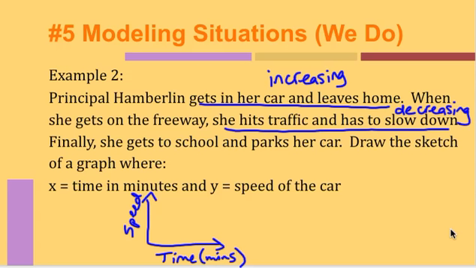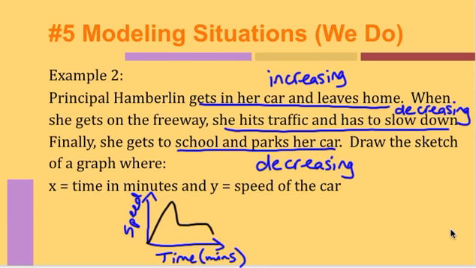And then finally, she gets to school and parks her car. Again, this means that she's decreasing all the way down to 0. So we're going to start at 0. We're going to draw something that's increasing, something that's then decreasing, and then constant, and then decreasing. You might be asking, where did this constant part come from? Well, assuming that the traffic was going at the same speed, the traffic is constant.